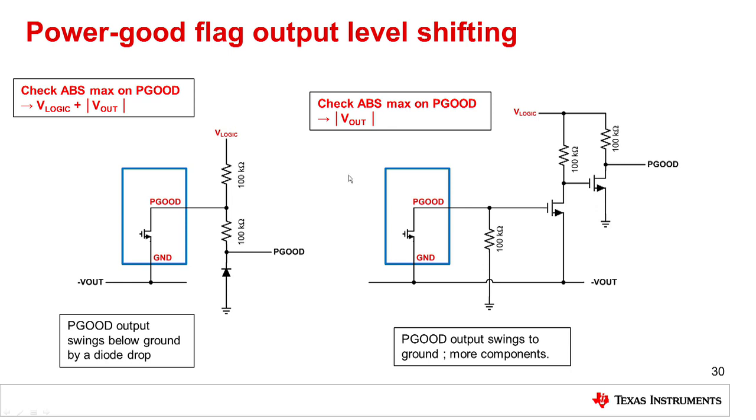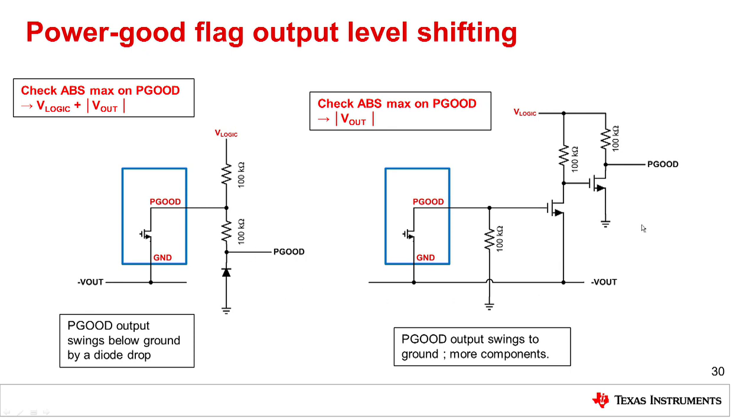The power good flag may also need to be level shifted if your application requires that. Again, here on the left hand side we see a very simple structure, 2 resistors and a diode. Really the only disadvantage to this particular structure is that your power good, instead of going to ground, will actually go slightly below ground by a diode drop. But if your logic circuitry that's using this power good flag doesn't mind that, then this particular setup is actually quite good. So this power good signal will swing from V logic down to about a diode below ground.